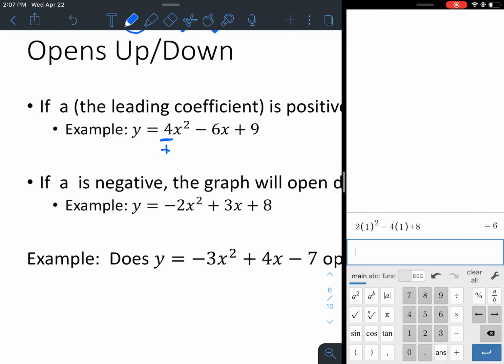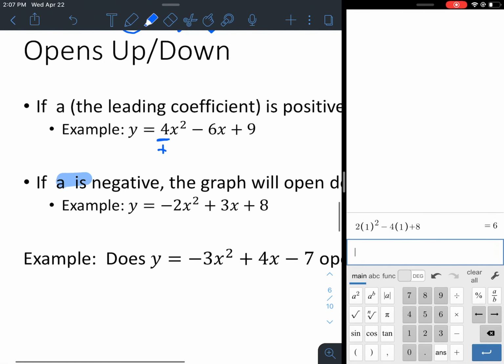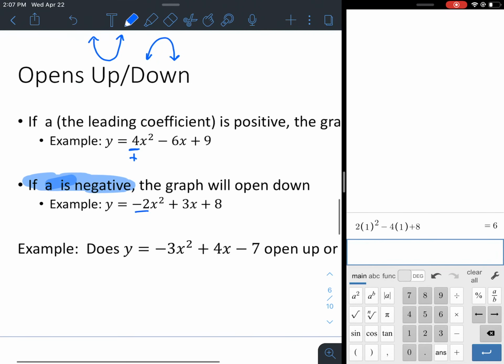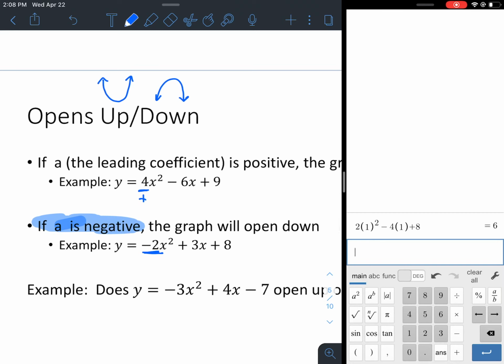However, what if that a value is negative? If a is negative, then the graph will open downward. So in this case here, the a value is -2. It's a negative coefficient, so it's going to be a downward parabola. Okay, and same thing, if you're feeling negative about something, you're probably not going to be smiling. So that's a frowny face as a way to help maybe remember that.